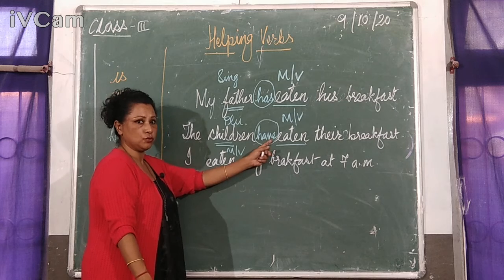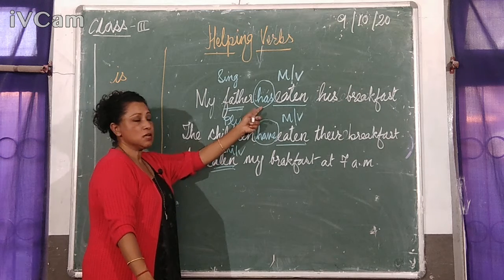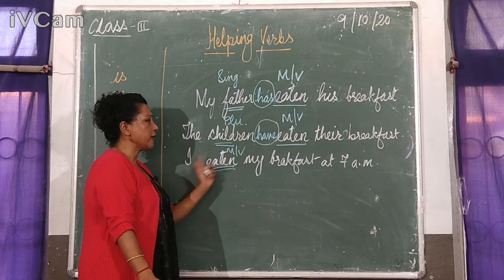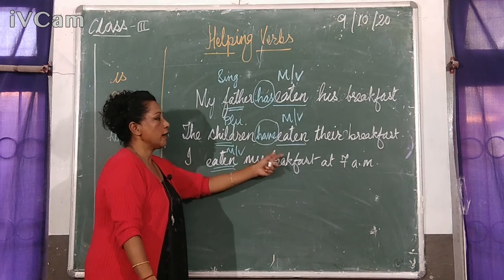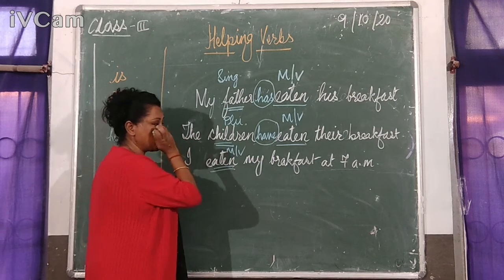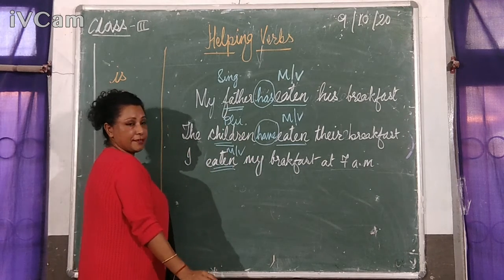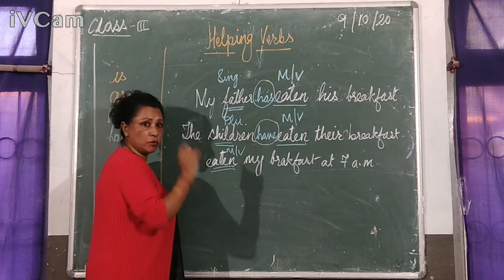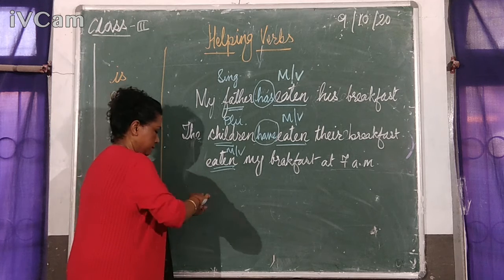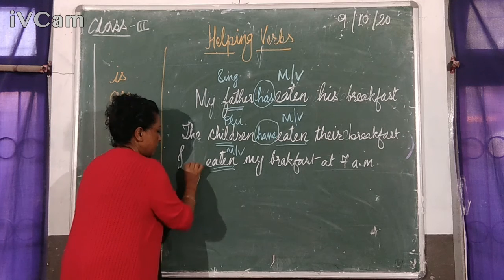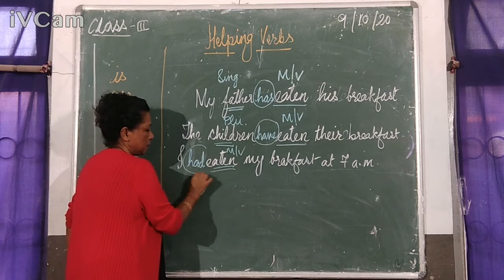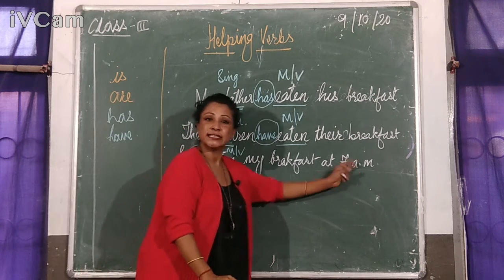You can use have also, but you cannot use has. For I, you cannot use has, all right? So I have eaten my breakfast, but I've written the time here. So you cannot write I have eaten my breakfast at 7 a.m. So one more helping verb you have, let me write here. It's had. So had. I had eaten my breakfast at 7 a.m.